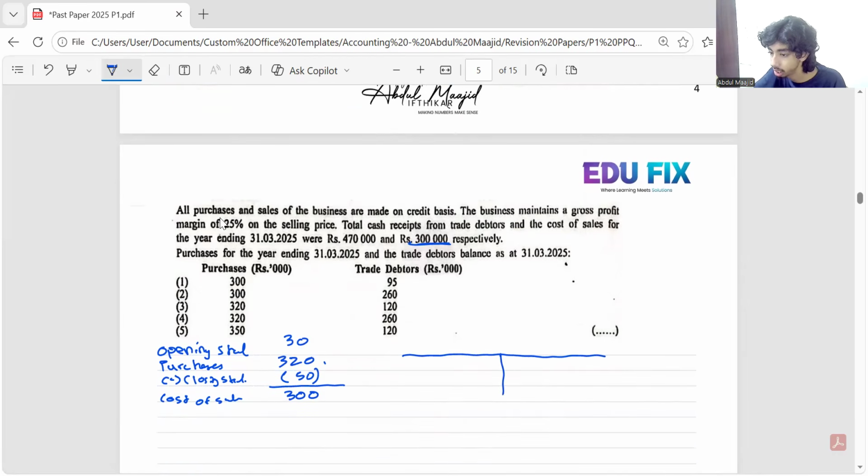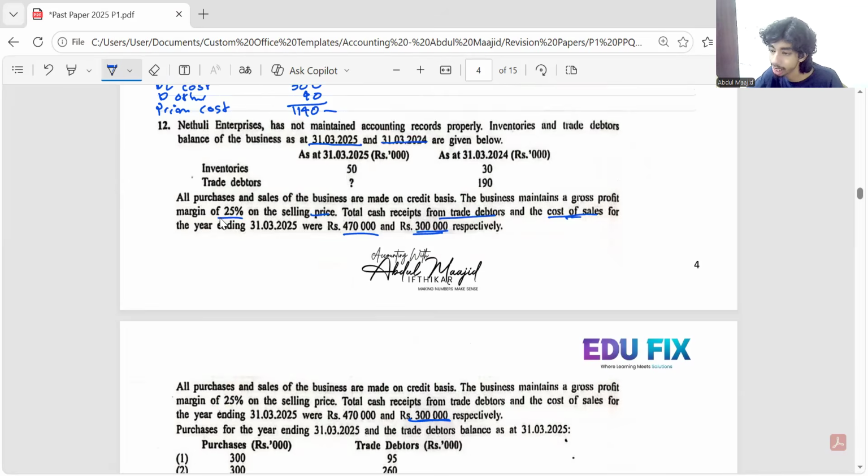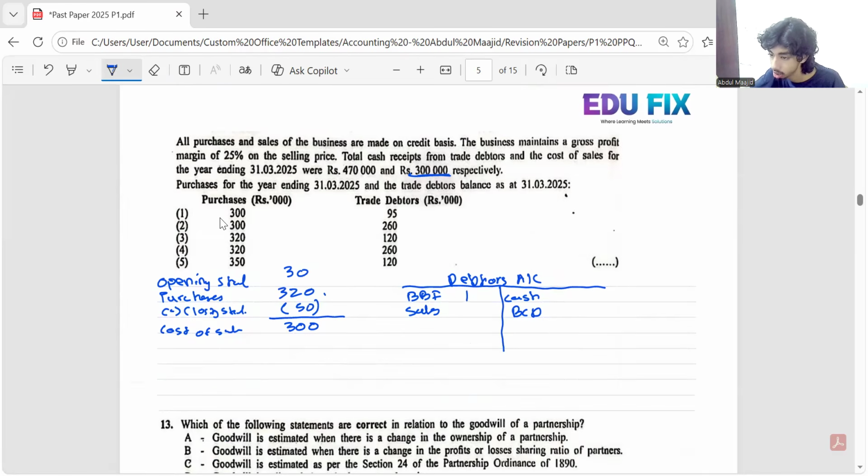Now, how can you find the debtors' closing balance? You can prepare a debtors' account: opening balance, sales, cash, discount. There is no discount allowed here. Opening balance is directly given as 190. The cash received from debtors is 470. Now we can find the sales also. Cost of sales is 300. The profit margin is 25% on selling price. Then selling price will be 100%.